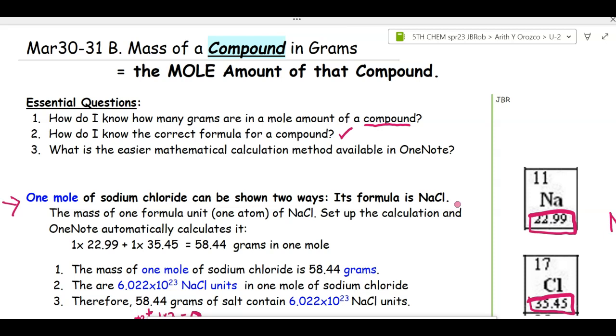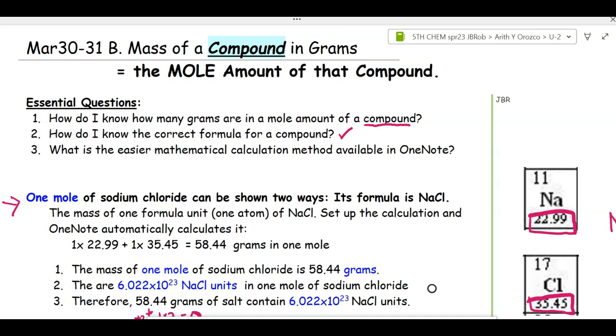So, essential questions. How do I know how many grams are in a mole amount of a compound? How do I know the correct formula for the compound? We know that. And what's an easier mathematical calculation method available in OneNote? You know, we've used it before, where we simply write out a little equation easily and it does the calculation for us. This is the lesson that is the most useful for.